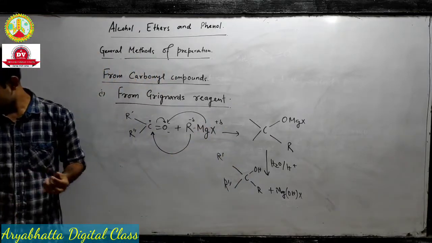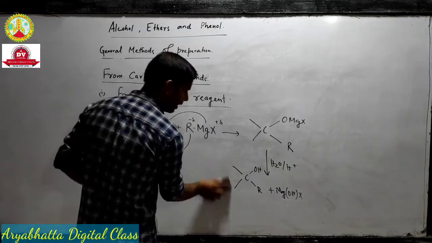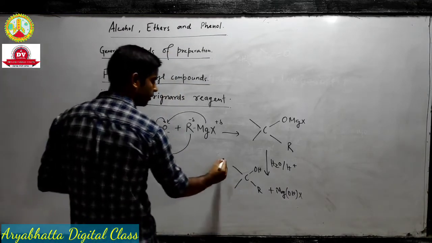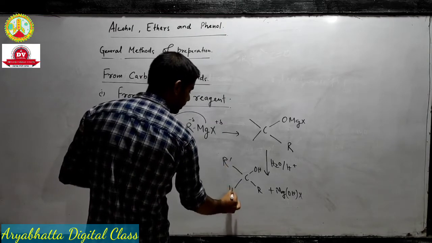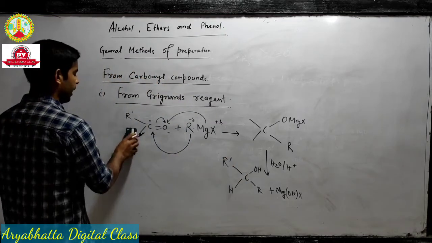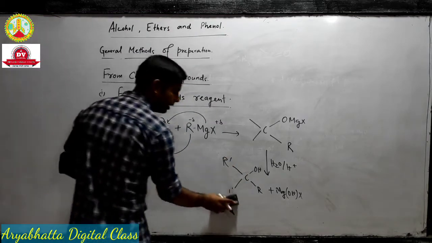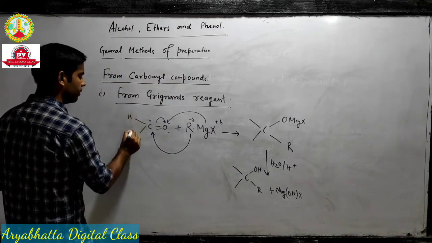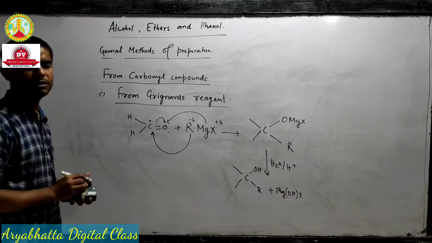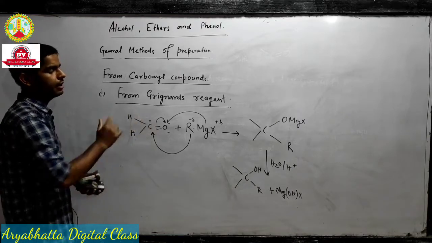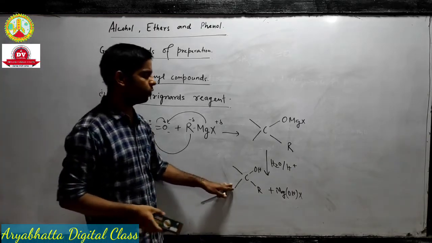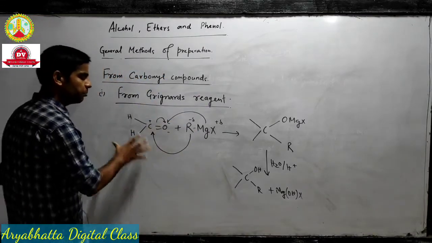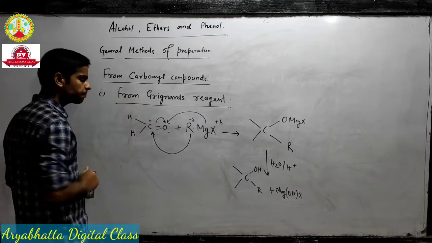If the starting molecule is, suppose, an aldehyde, then we get a 2 degree alcohol, and to get a 1 degree alcohol we need methanol. That means only methanol can produce a 1 degree alcohol in this reaction.